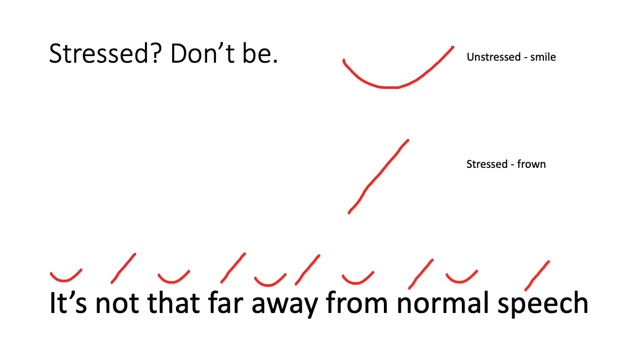So, if we have a look back now at our sentence from the previous slide, what I've done is I've drawn on the unstressed and stressed symbols so you can see where the syllable needs to be stressed. So, we go: it's happy, unstressed. It's not that far away from normal speech. So the emphasis is on not, far, away, normal, speech. And the unstressed syllables are it's, that, from, mul. It's not that far away from normal speech. Da-dum, da-dum, da-dum, da-dum, da-dum.